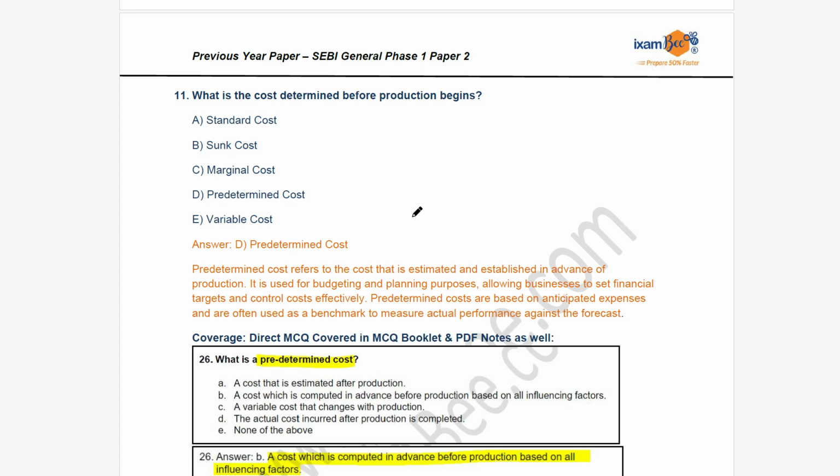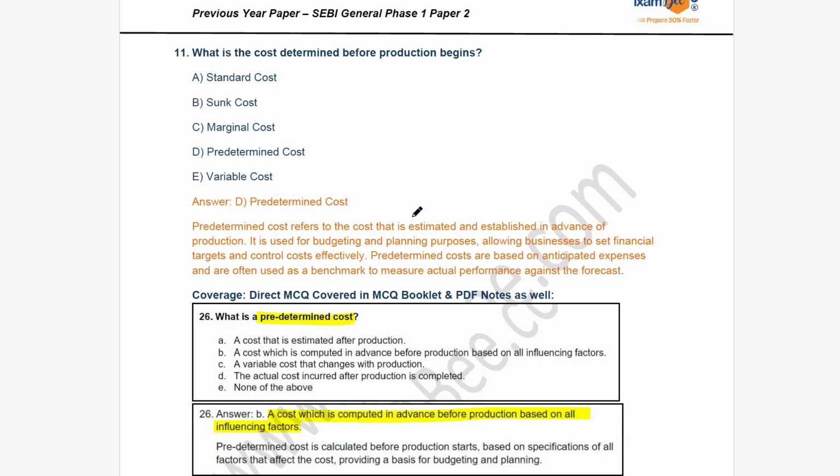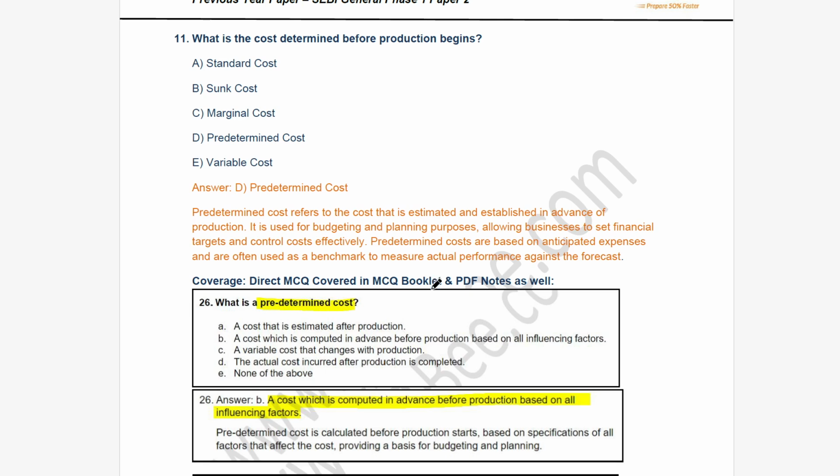Next question, basics of costing. Basics of different costs need to be understood. What is the cost determined before production begins? These are called the predetermined cost. Okay, so predetermined costs basically refer to the costs which are estimated in advance. So when we are starting the production, you are budgeting and estimating what the different costs will be. So these are called the predetermined cost.